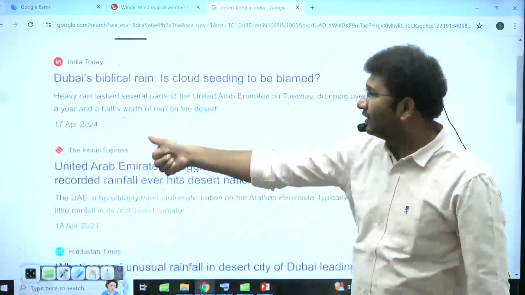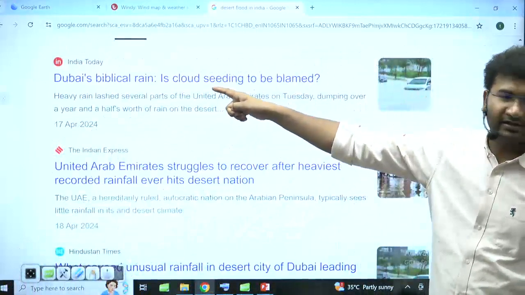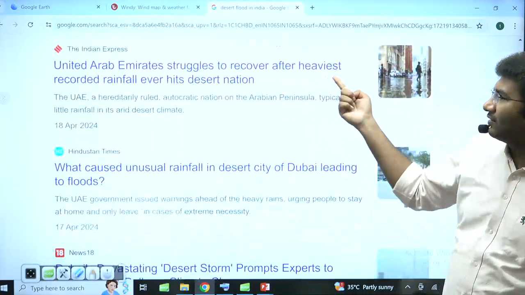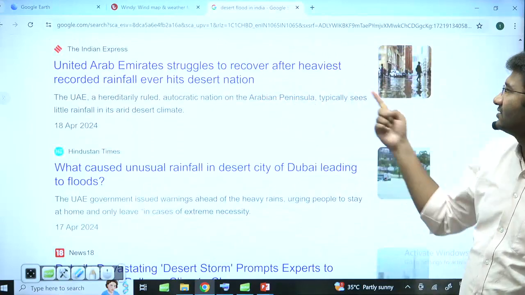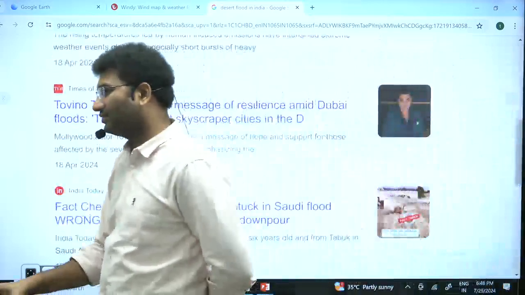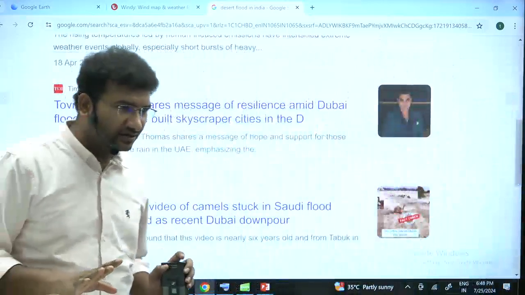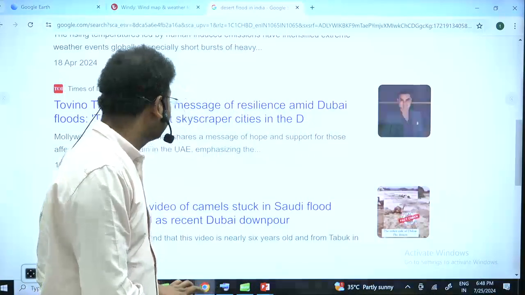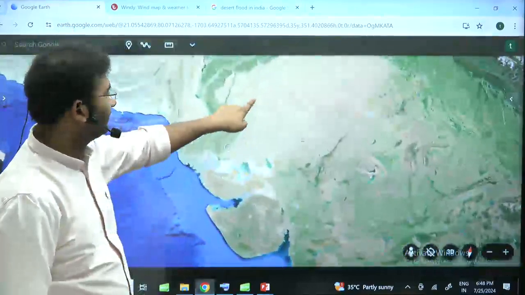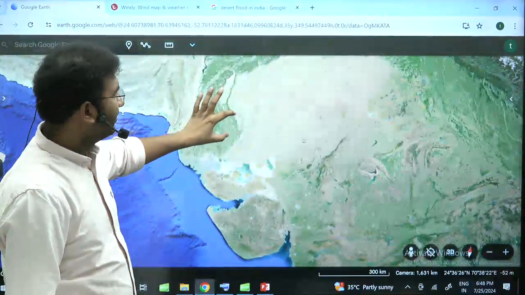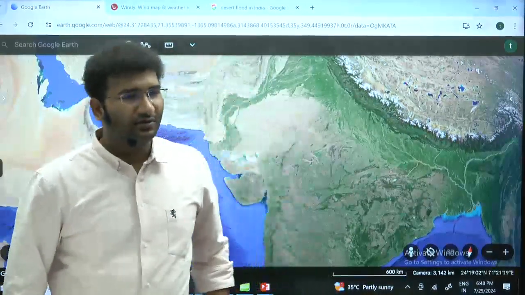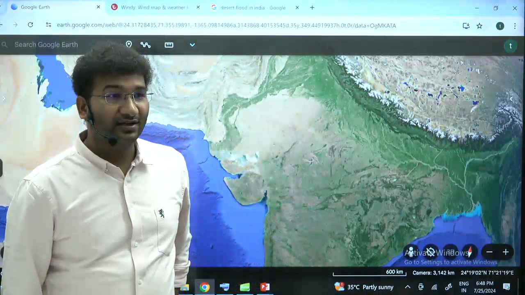This is an April 2024 article. Dubai's biblical rain, is cloud seeding to be blamed? UAE struggles to recover after heaviest recorded rainfall ever hits desert nation. Likewise, in India also, you'll come across floods at times in Jaisalmer. Look into your atlas. This is the place of Jaisalmer, somewhere here, right? And Jodhpur. These are the areas. They were also flooded in the year 2006. You give a little amount of water to the deserts, and the desert area will get flooded.